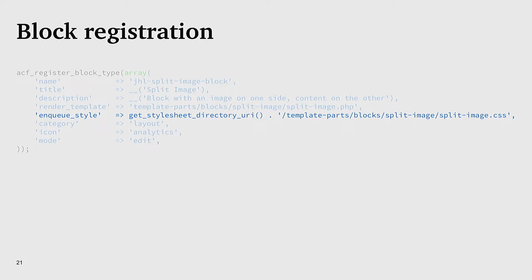And then the enqueue styles. So this is telling the block what style sheet to use for this block. I guess you could skip this step if you have your styles in the style.css file or somewhere else. But the idea with blocks is to encapsulate all of that data into that one thing. So you want your template there, you want your styles there, you want it all in that one block.